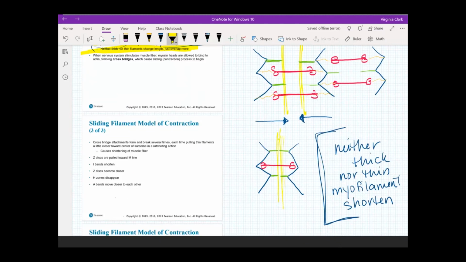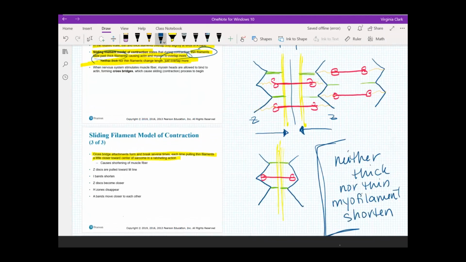So you'll actually have these cross bridges form and break several times where you pull the thin filament closer to the sarcomere in a ratcheting action, which causes the muscle fiber to contract. So we will have our Z discs, which are these guys. They are pulled toward the M line, which was this guy. So that makes sense. Our I band will actually shorten because that's our middle line right here, where it's only thick filament. Our Z discs will become closer, which makes sense. Our H zones will disappear, which is going to be that space in the middle. And our A bands are going to move closer together.